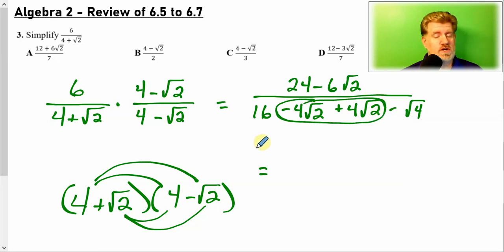So they're gone. 16 minus the square root of 4. Well, the square root of 4 really is 2. So 16 minus 2 is 14.